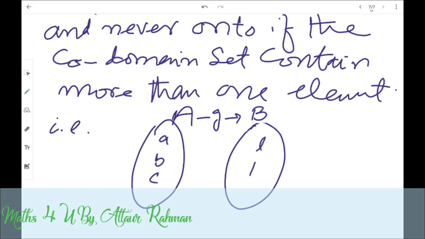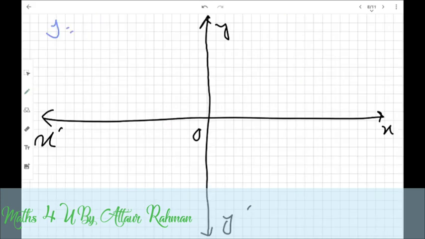Consider the following mapping diagram. Suppose set A contains a, b, c and set B contains l, k, m. So it is clear that it is not onto. Now let us draw the graphs of different constant functions. Suppose we have a constant function, that is y is equal to f of x is equal to 3. Here we have a constant 3 which is positive.